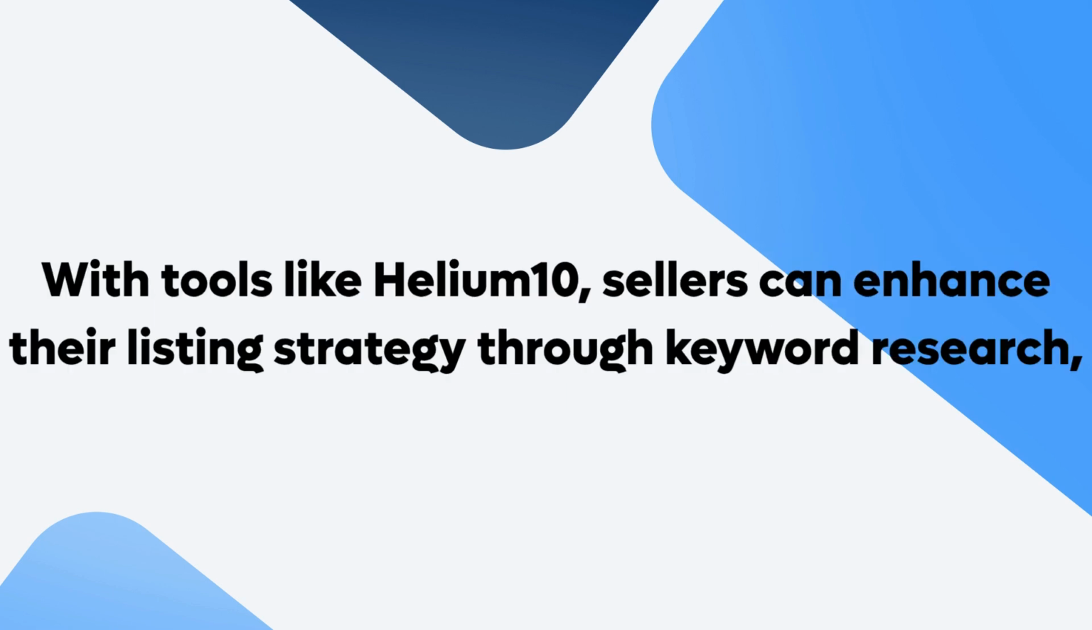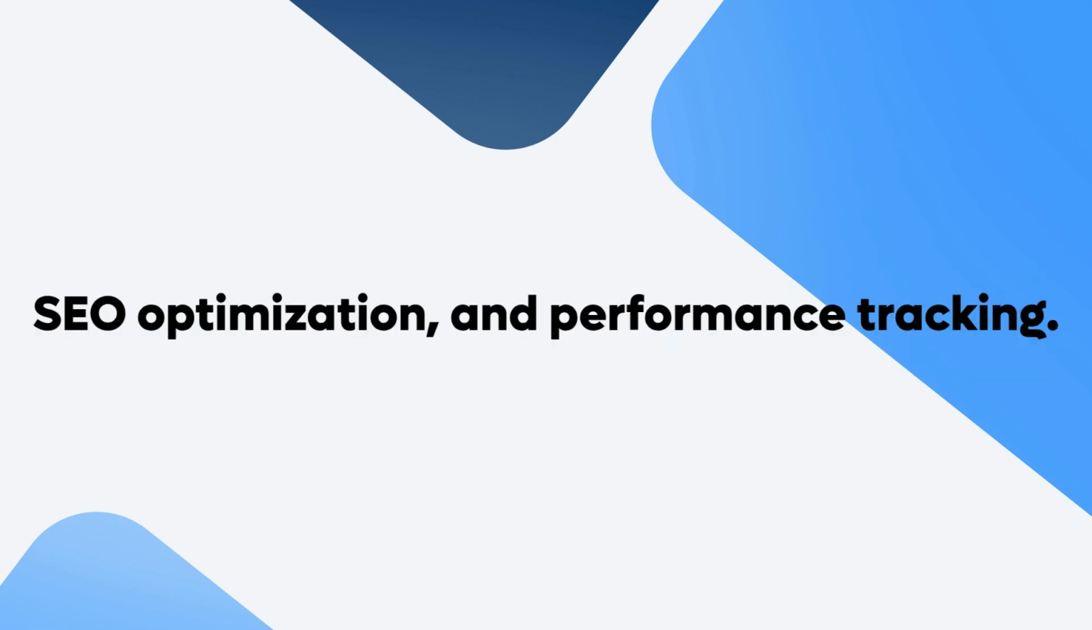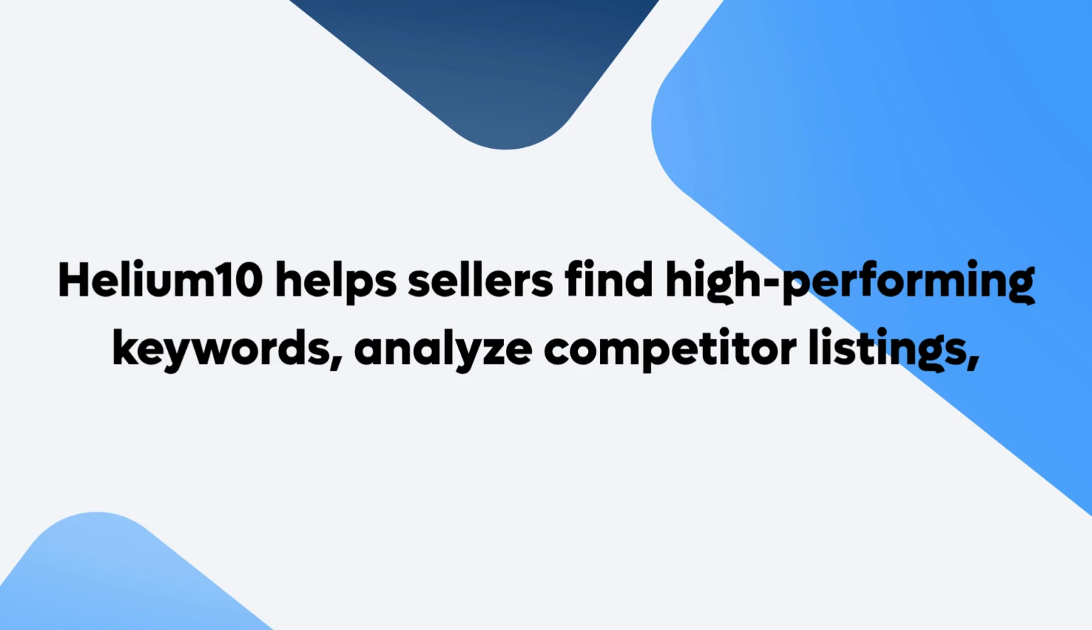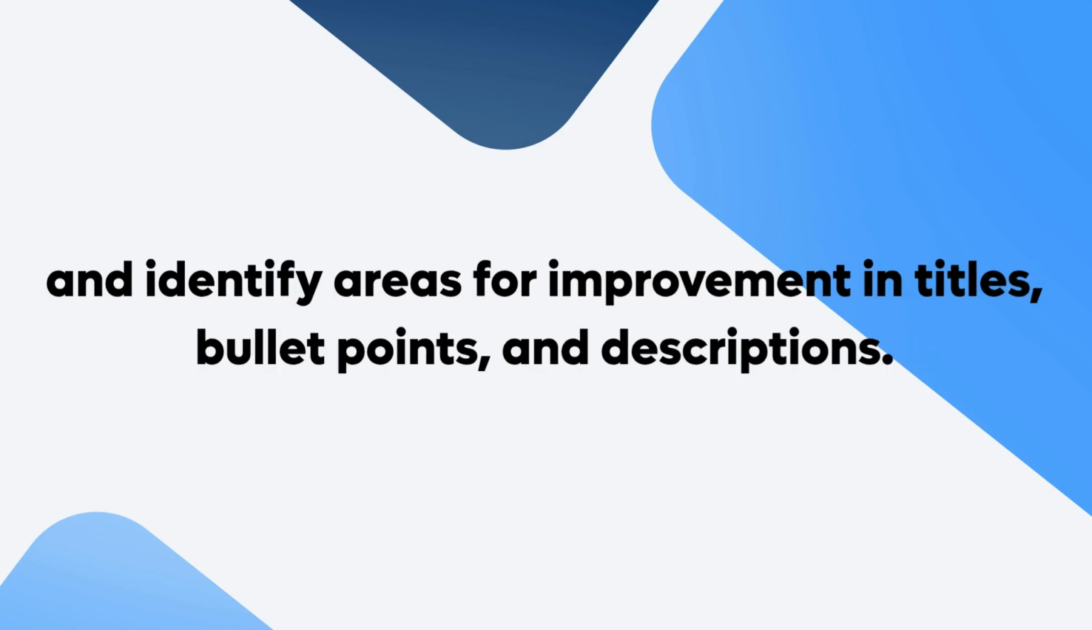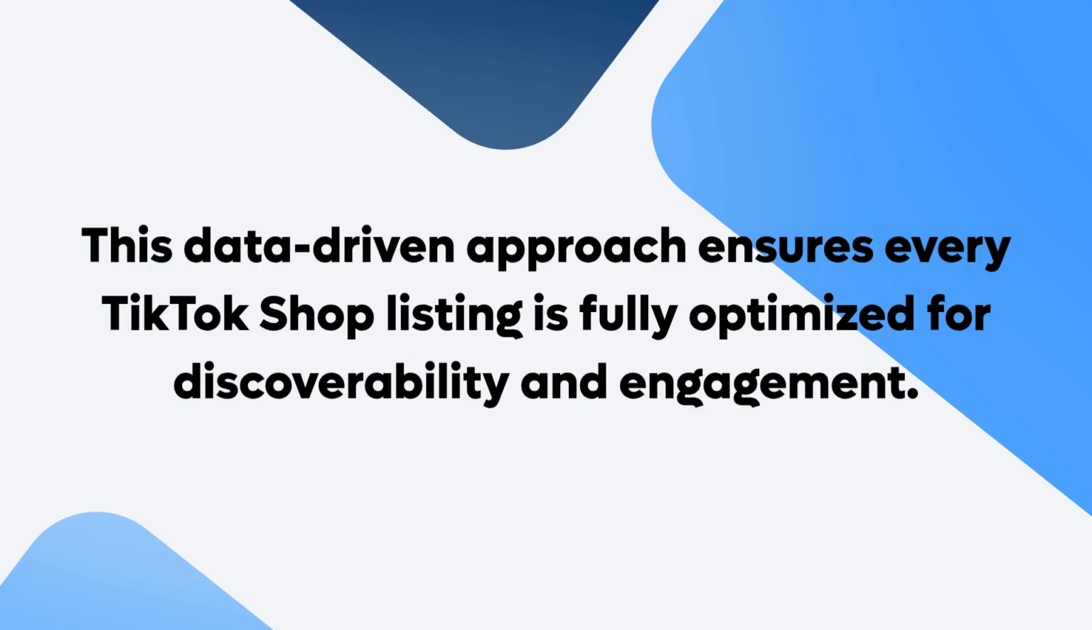With tools like Helium 10, sellers can enhance their listing strategy through keyword research, SEO optimization, and performance tracking. Helium 10 helps sellers find high-performing keywords, analyze competitor listings, and identify areas for improvement in titles, bullet points, and descriptions. This data-driven approach ensures every TikTok Shop listing is fully optimized for discoverability and engagement.